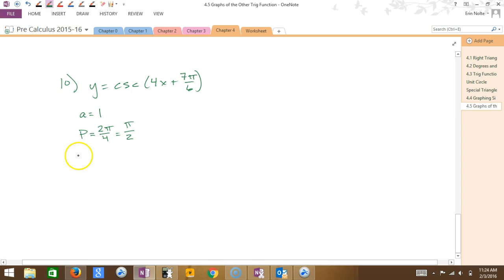Okay, phase shift. Do I have a phase shift? Sure do. It's c over b, so I have 7 pi over 6 divided by 4. Since I'm dividing fractions by 4, what's that the same as multiplying by? 1/4. So I'll multiply straight across, and this becomes 7 pi over 24. In which direction is that going to take us? To the left, good. We're going to have to know a little bit about fractions for this one.